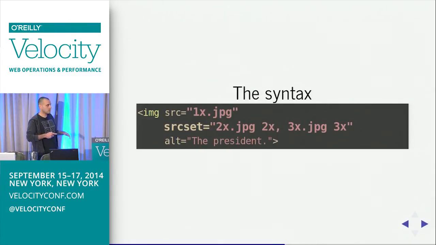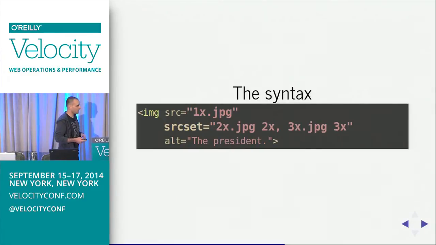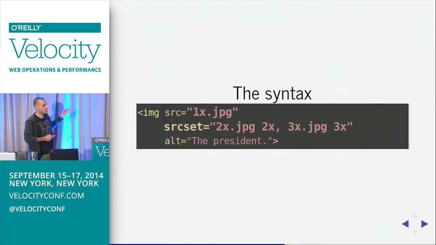And the syntax is fairly simple. You still have the src attribute on the image tag. You have to specify it for backward compatibility, and it specifies the 1x, the normal resolution display resource. And then you have the srcset attribute with a comma-delimited list of pairs of an image URL and a descriptor that indicates its DPR, its resolution. So that's fairly simple.